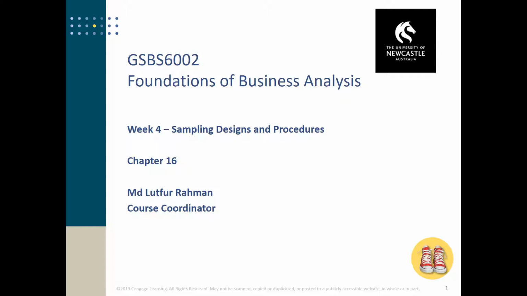In week 4, we'll be covering chapter 16, sampling designs and procedures. All of you know that in the last few weeks, we discussed different stages of the research process: developing research ideas, research objectives, and translating research objectives into research questions. We learned about developing a questionnaire. So now it's time to learn how to select a sample.